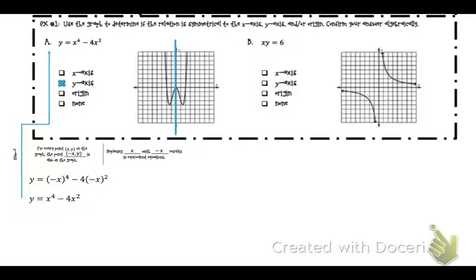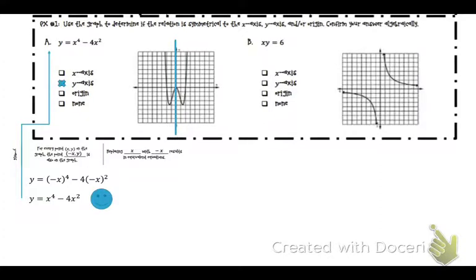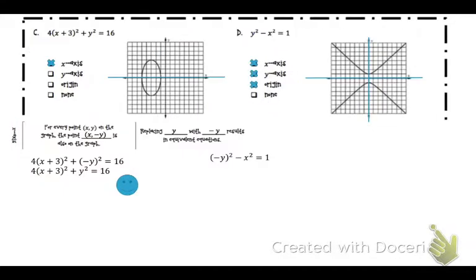Okay, let's look at example B. So this is not symmetric with the x-axis, because if we fold that, it doesn't do anything. It's not symmetric with the y-axis either. So let's check the origin. Let's rotate this 180 degrees, and we get the same exact graph. So it is symmetric with the origin.